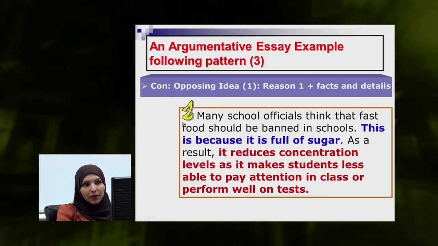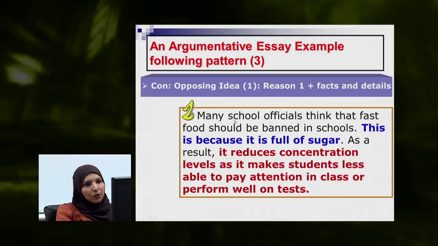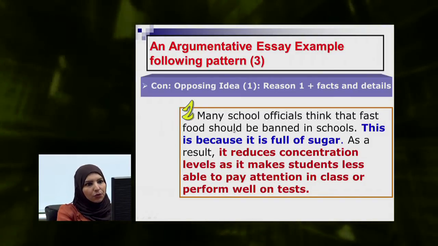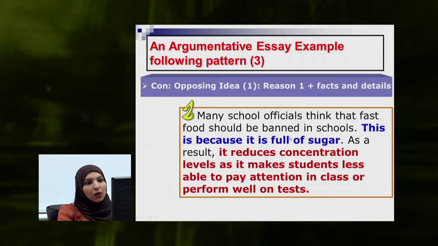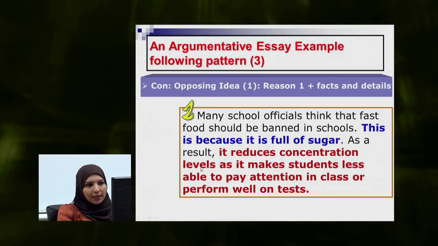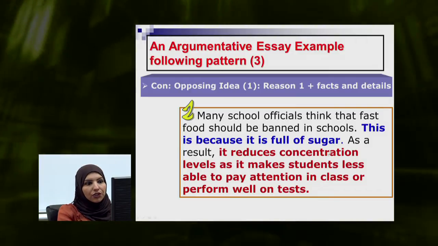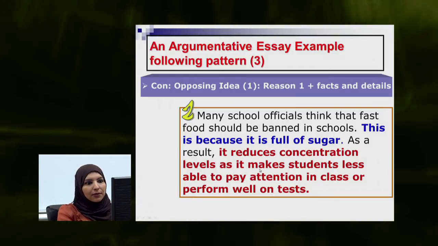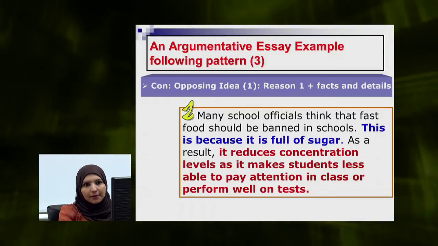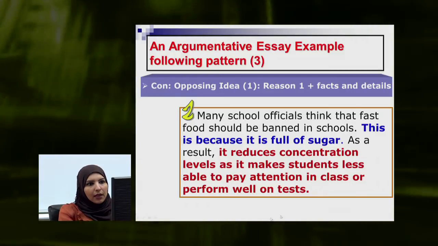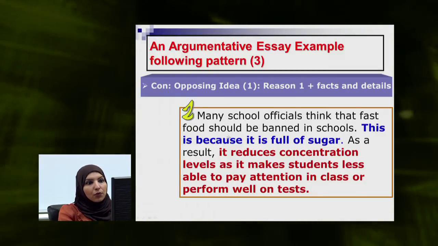Let's read the second paragraph. Many school officials think that fast food should be banned in schools. This is because it is full of sugar. As a result, it reduces concentration levels and it makes students less able to pay attention in class or perform well on tests. As you see, the second paragraph includes one opposing idea, which is officials find that fast food should be banned in schools.